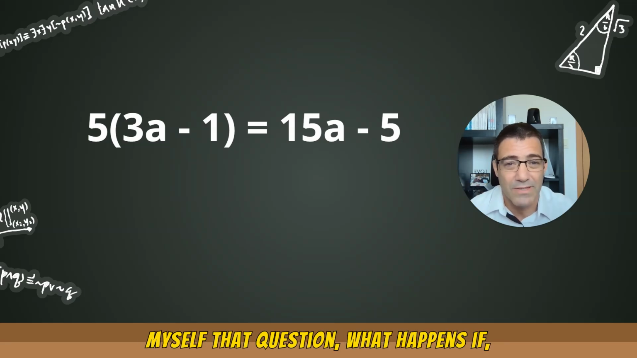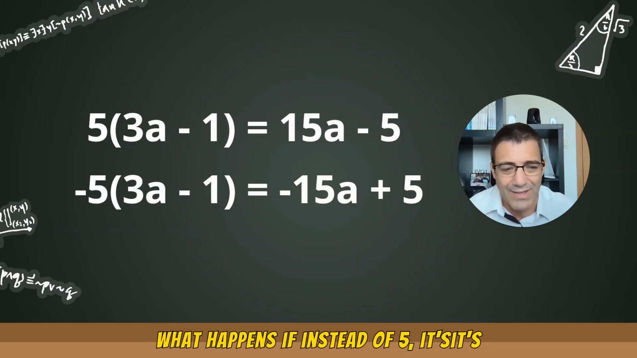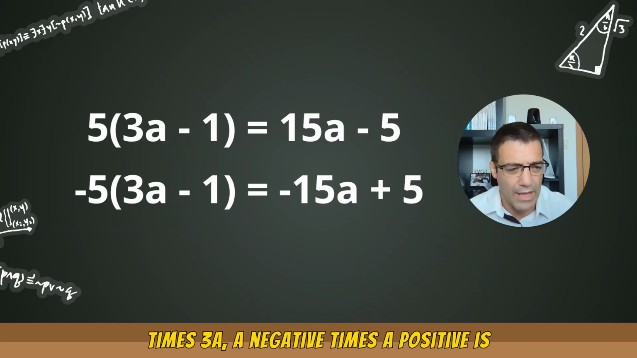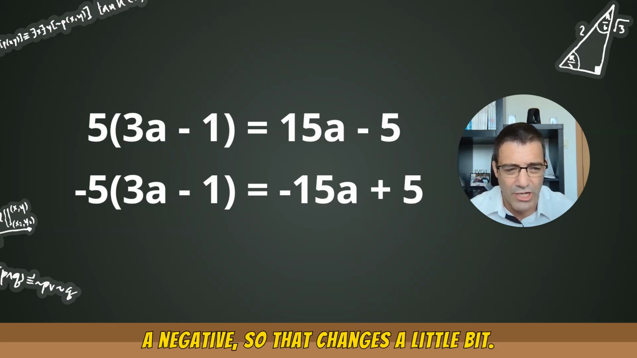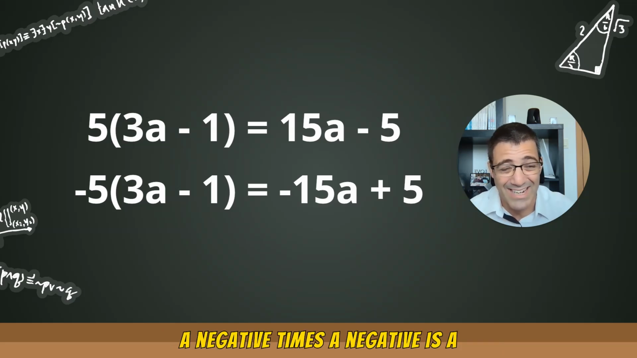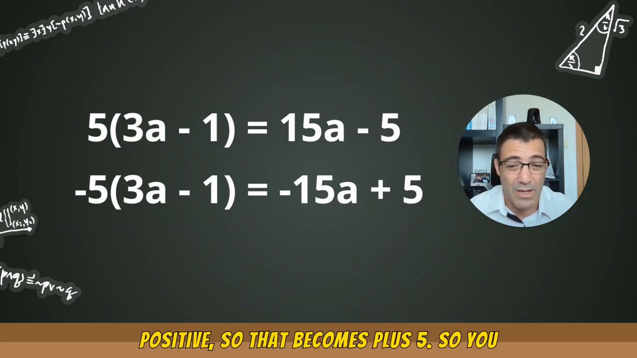I really like to ask myself that question. What happens if? What happens if instead of 5, it's -5? Oh, well, okay, so -5 times 3a, a negative times a positive is a negative, so that changes a little bit. And then a -5 times a -1, a negative times a negative is a positive, so that becomes +5.